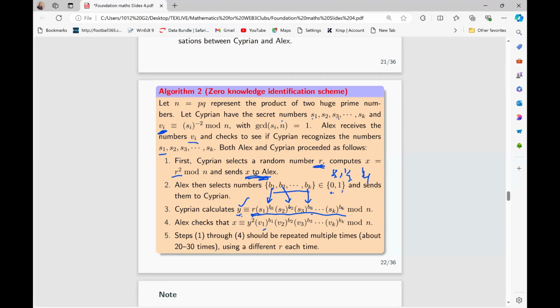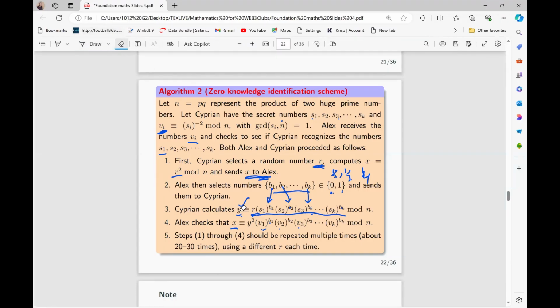Now he wants to confirm whether if he takes Y squared and multiplies by V1 raised to B1, V2 raised to B2, V3 raised to B3, it will give him X. That's what he wants to confirm. And he will get that this is true.